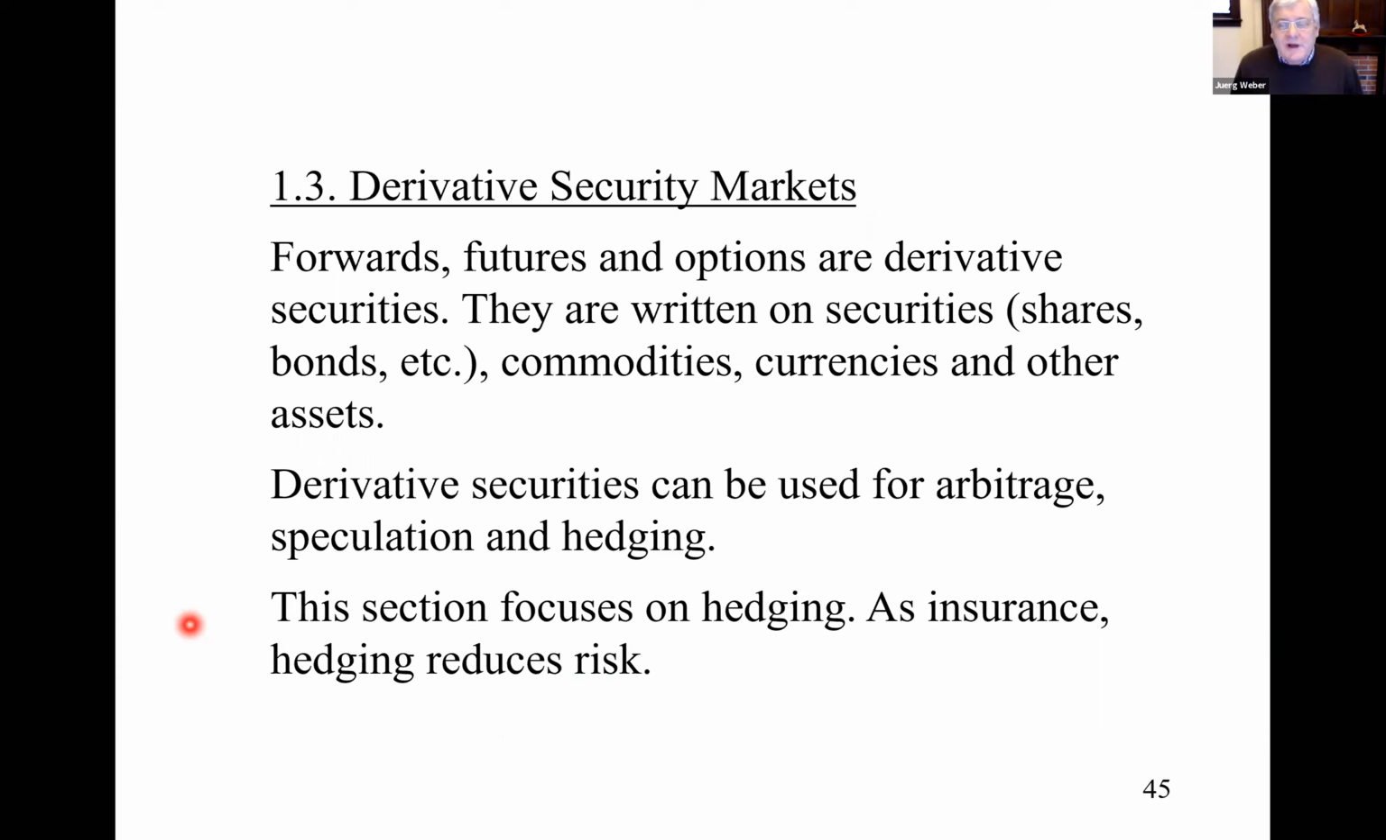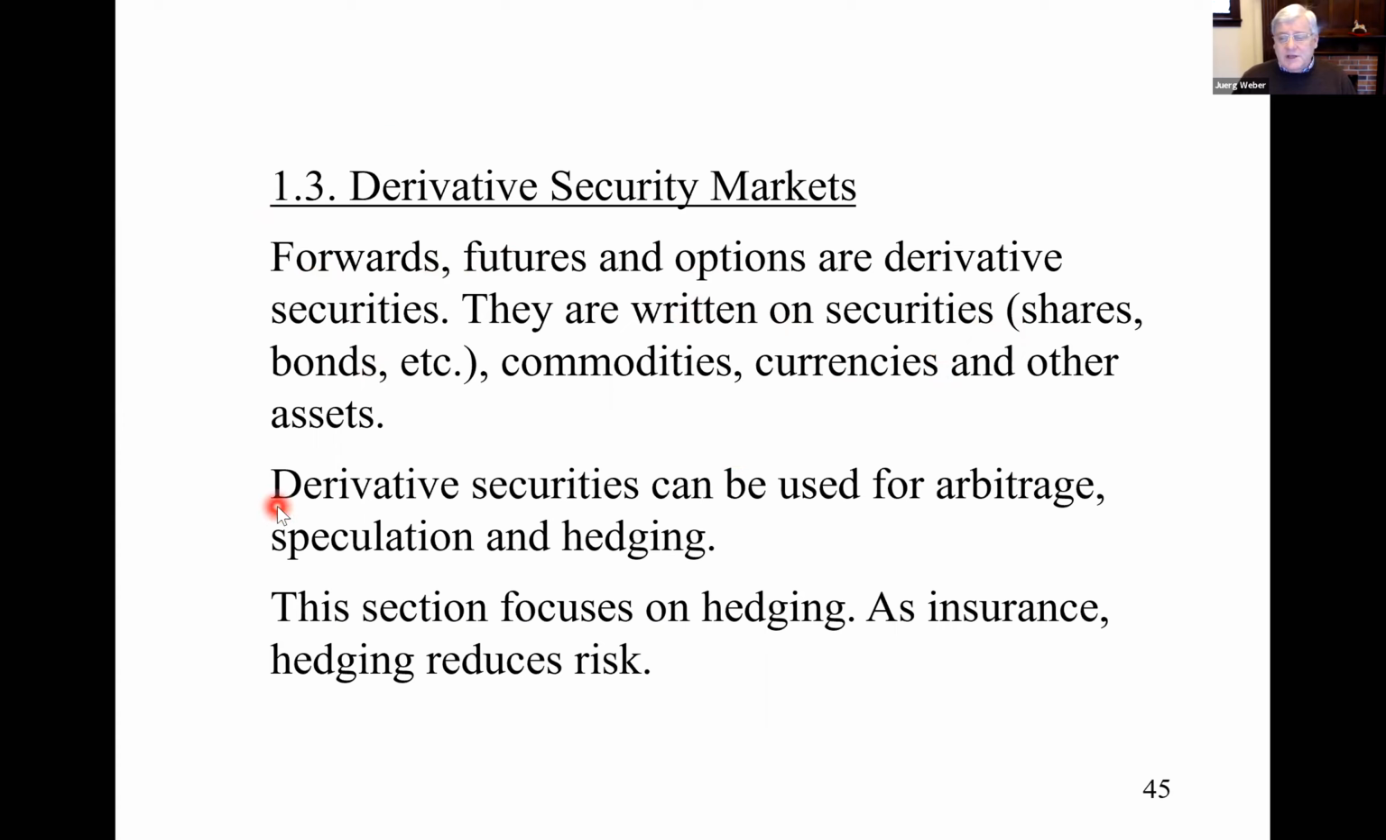So let's move to the second topic today, which is derivative security markets. That's a different topic. Derivatives include forwards, futures, and options. And they can be written on securities, shares and bonds, but they also can be written on commodities like wheat or oil, and also on currencies like maybe the yen or the US dollar, and also on other assets.